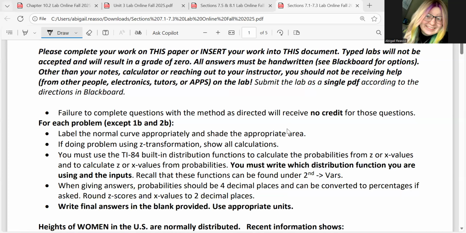The first thing we want to make sure that we do is that we label our normal curves appropriately and shade the appropriate area. So we want to make sure we are labeling our mean, which will be in the middle of our curve, and then our value that we care about for x, and then shading to the left or to the right or in between two numbers. That will not occur for 1B and 2B because those are going to focus on sample data as opposed to population data.